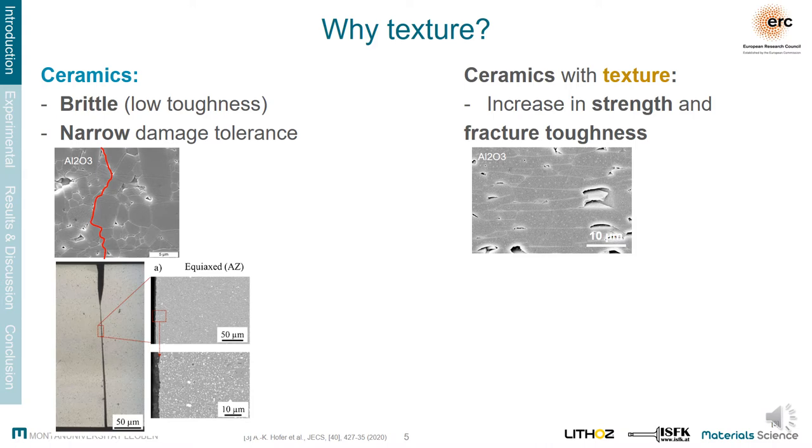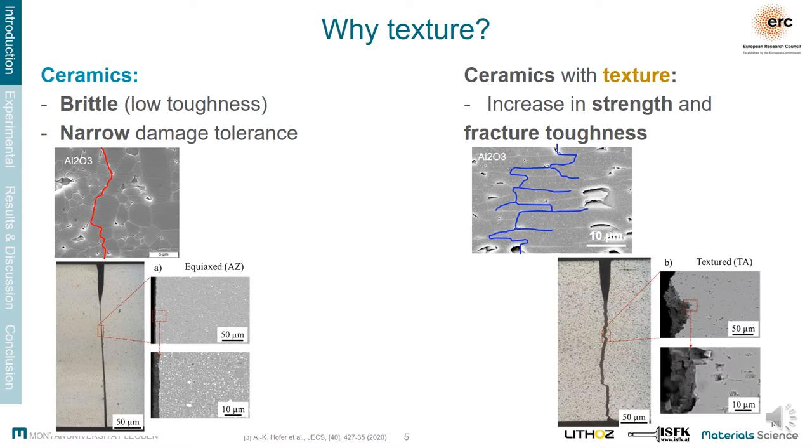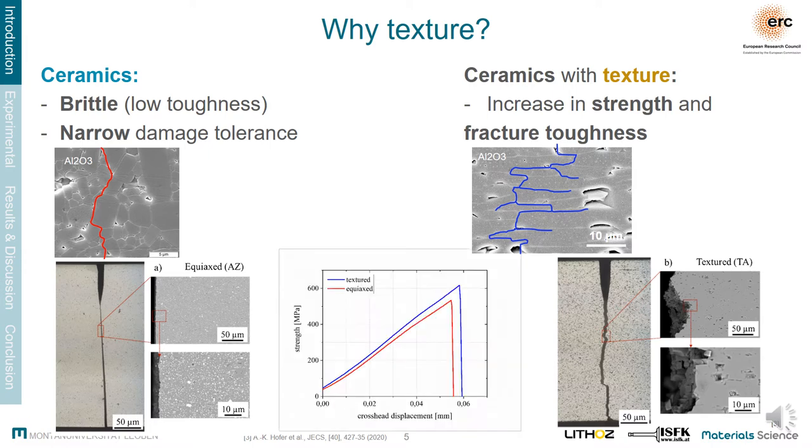When the crack propagates in a randomly oriented ceramic, it runs very straight; in a textured ceramic, it is deflected and bifurcation occurs. This leads to an increase in fracture toughness because the crack energy is decreased. The higher fracture toughness leads to a higher strength, as shown in this diagram, where the blue line represents the textured alumina and the red line the equiaxed alumina with a lower strength than the textured alumina.